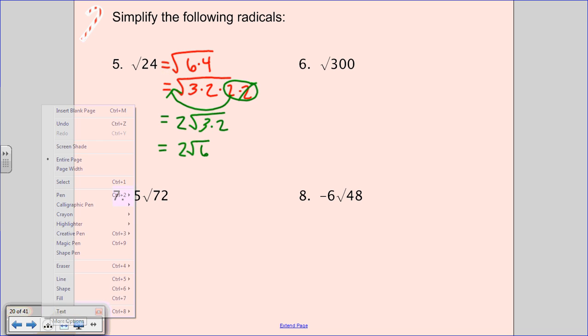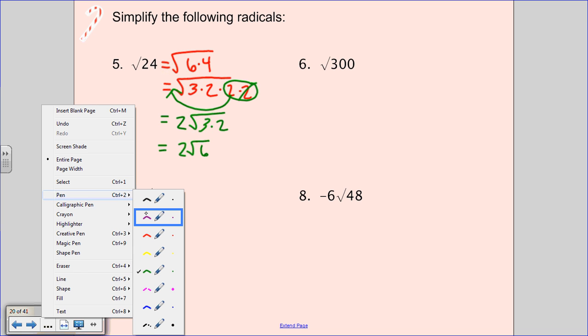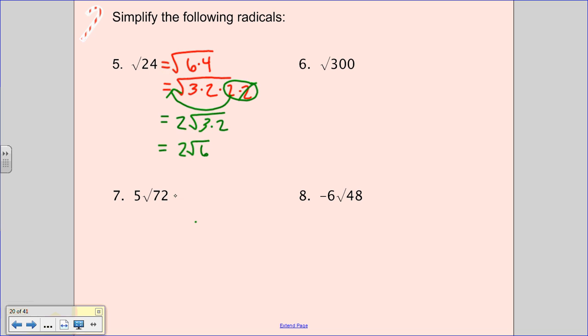All right, let's do number 7 now. Same idea, except I have a number outside the square root sign. That number is simply saying 5 times the square root of 72. So now I need to break apart 72. I know 72 is 36 times 2. 36 can be broken up into 6 times 6.